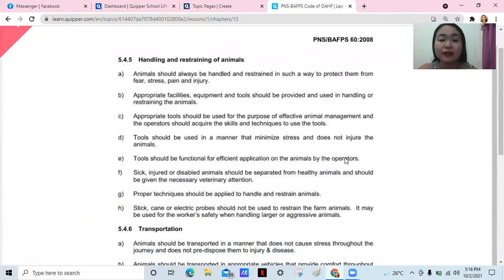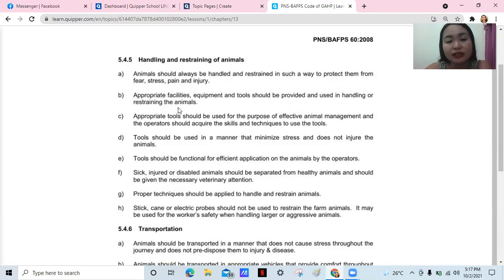And next, we have handling and restraining of animals. So why do you do this? Of course, para whenever you're going to market them or travel these animals, or whenever you have the treatment. So how to do handling and restraining them. Una, animals should always be handled and restrained in such a way that they are also protected from fear, stress, pain, and injury. Although it's very impossible to avoid this, as much as possible, you know how to handle them. Now, if you are an animal caretaker or animal lover, then it comes naturally maybe. And by practice, of course, and by techniques.